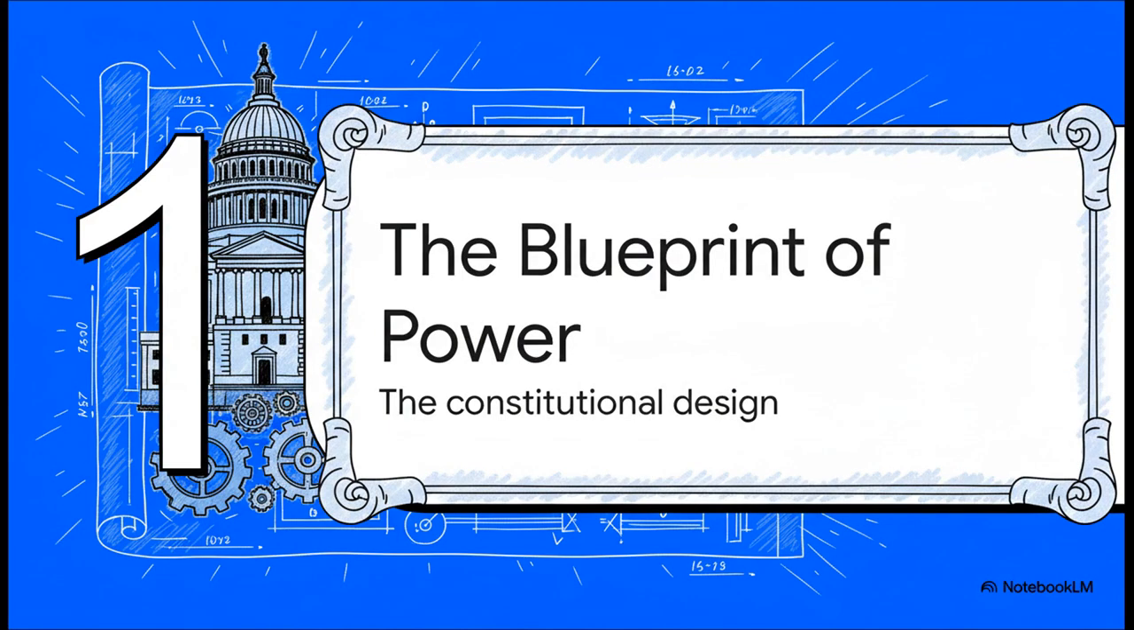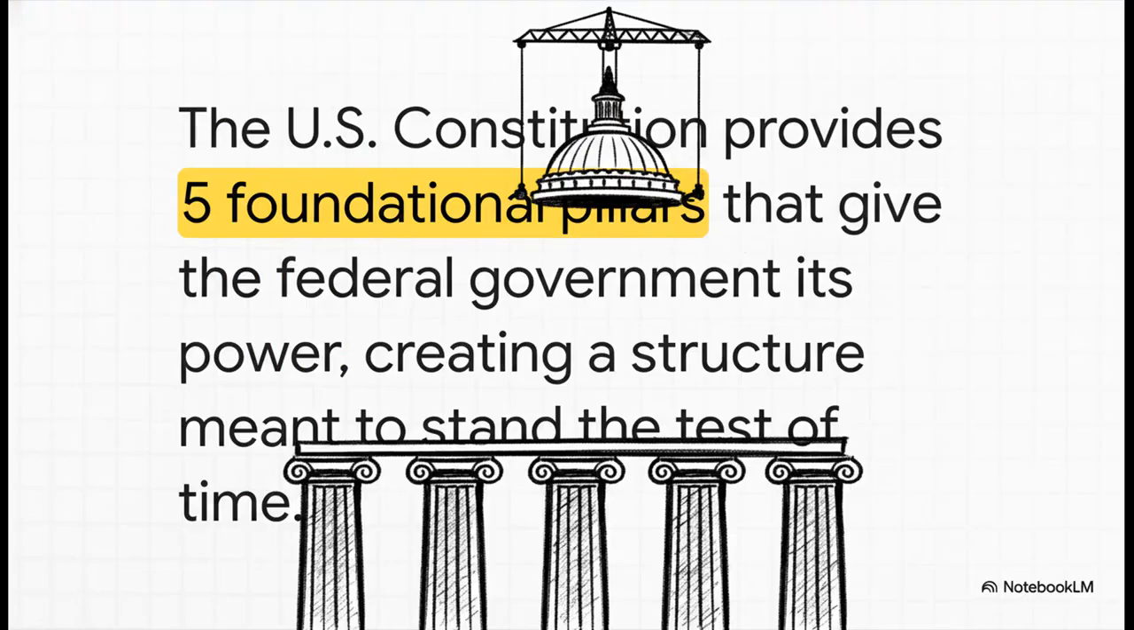So let's try to think of the Constitution a little differently. Not just as a legal document, but more like an architectural plan. It carefully lays out the whole design for federal power, creating a structure that was built to last. And at the absolute heart of this blueprint, you'll find 5 foundational pillars. These are the core supports for the entire federal structure. So what do you say we build this thing, pillar by pillar, right now?